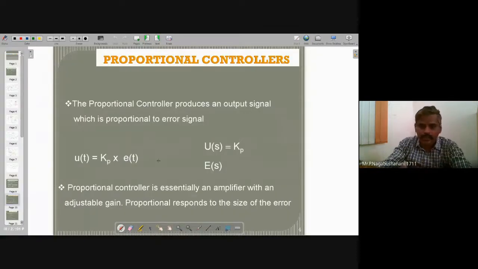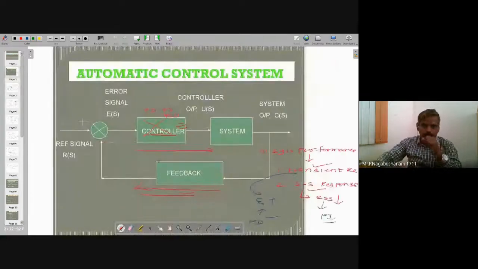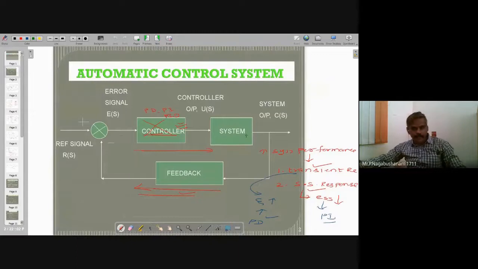In the last class, we discussed the controller: what is the meaning of controller, what is the advantage, or why we go for the controller. A controller means one external device which can be introduced in the forward path or feedback path in order to get improved system performance. Performance means output. Output is of two types: transient response and steady state response.